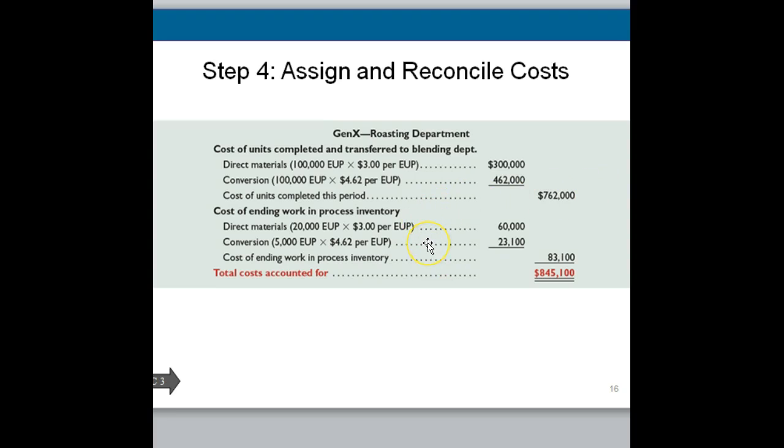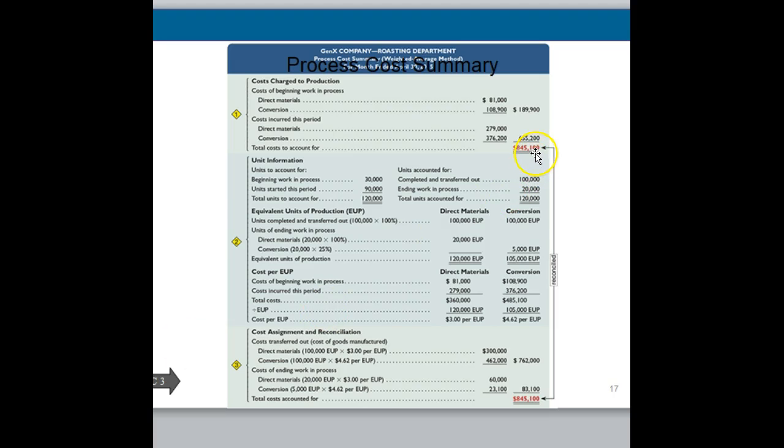Now I have to look at the ending work in process. So I have 20,000 at $3 worth 60,000, and I have 5,000. Remember that was 25% of the 20,000, times 4.62 is 23,100, and that comes to a total of 83,100. Add these two together, I come up with $845,100, which, guess what, is what we started with up here. So you have reconciled it.